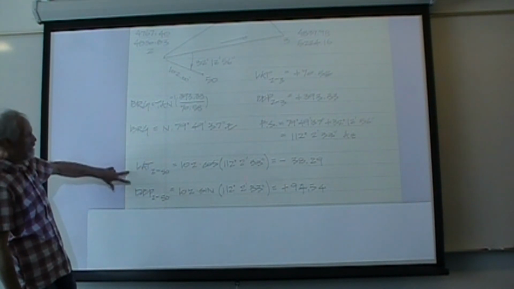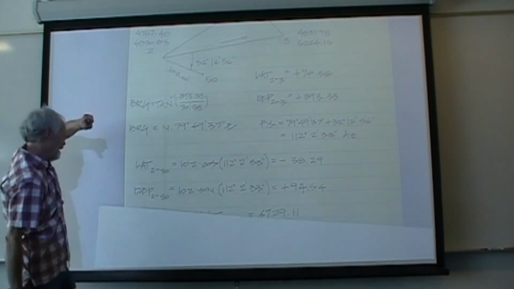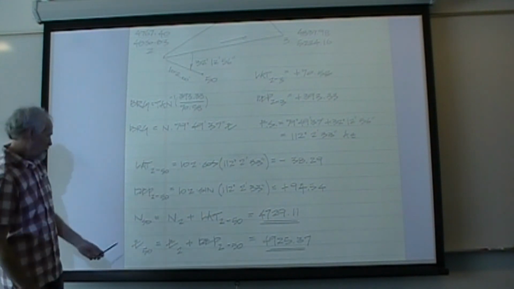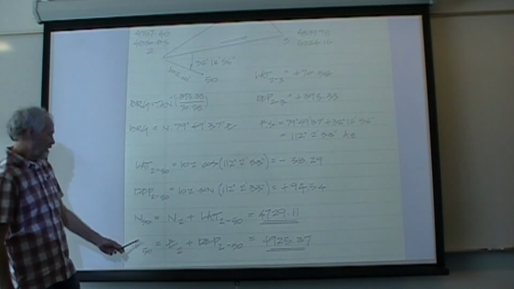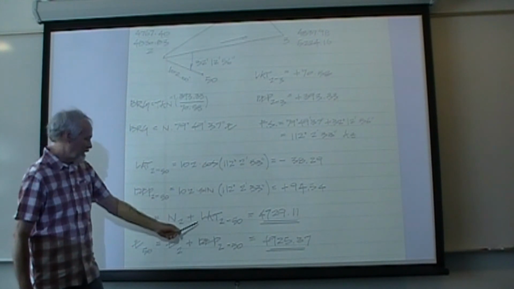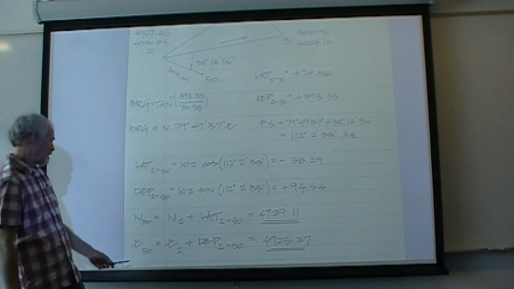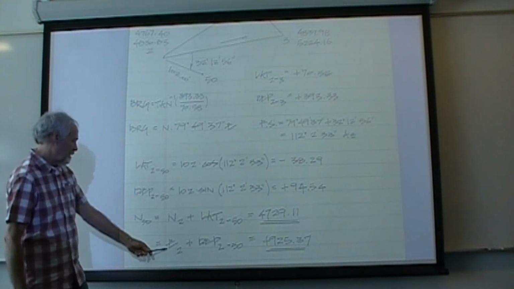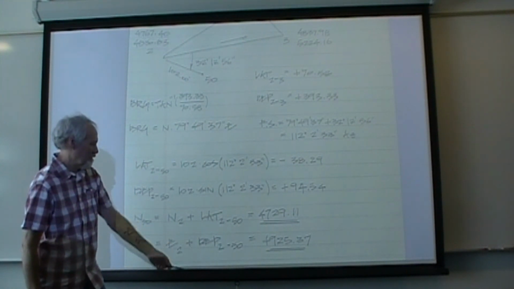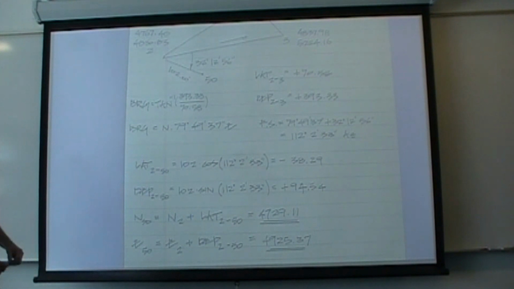And then we just apply those to the coordinates that we're coming from. At point 2, so notice the northing of 50 is going to be the northing of 2 plus the latitude 2 to 50. We add those algebraically. We get that coordinate value, and the easting is our easting at 2 plus our departure 2 to 50, and that gives me that value.